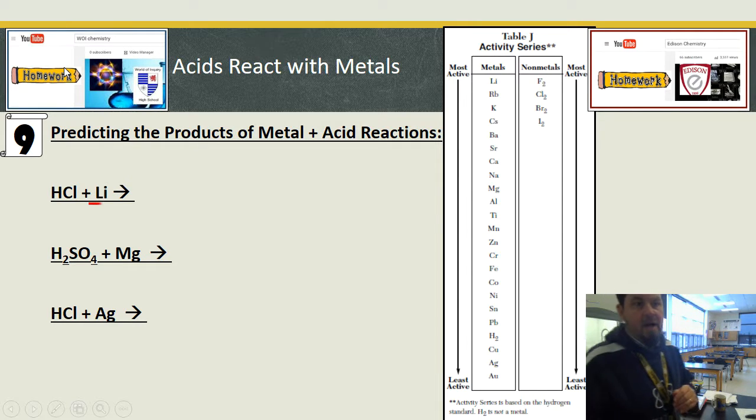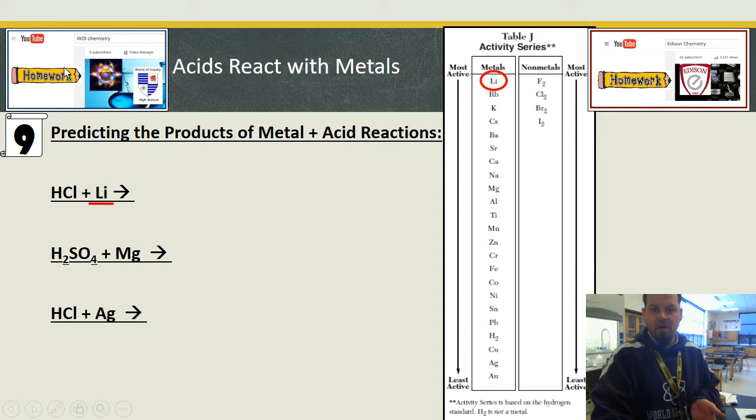So here's how I read it. I'm going to look up Li first to see if Li is above H2. So there's Li on my chart. There's H2. I see that Li is above H2. So yes, this is going to go.